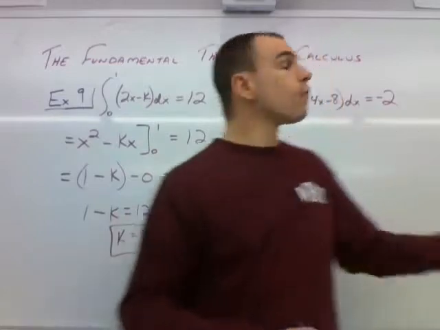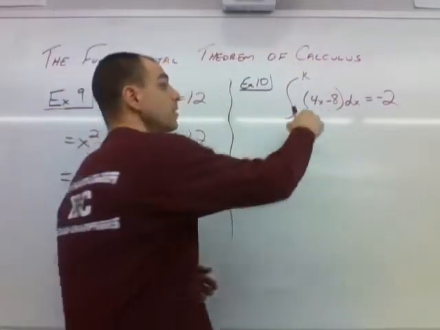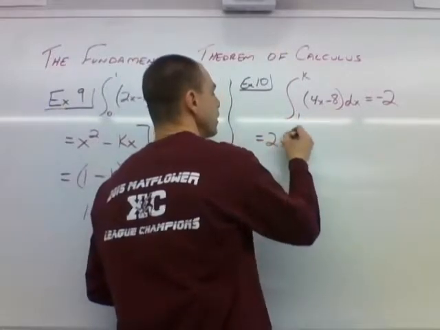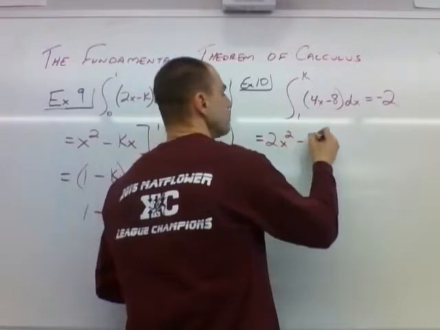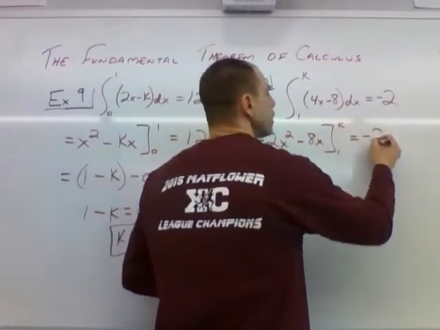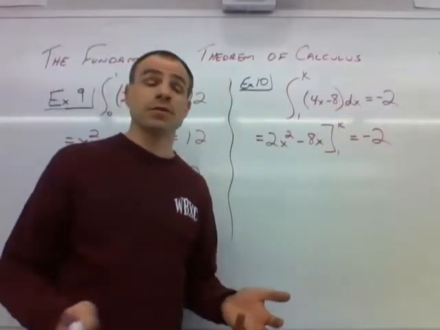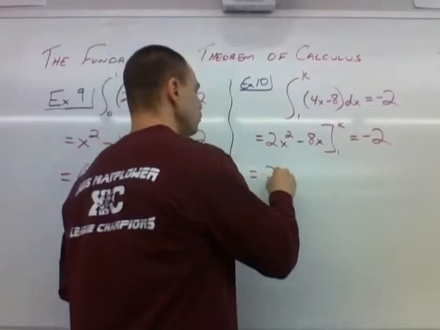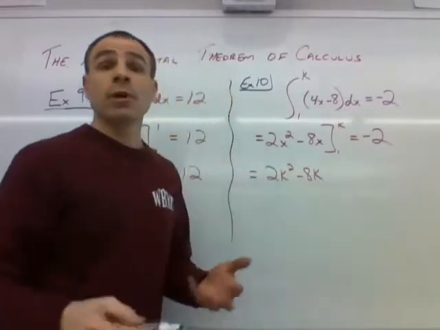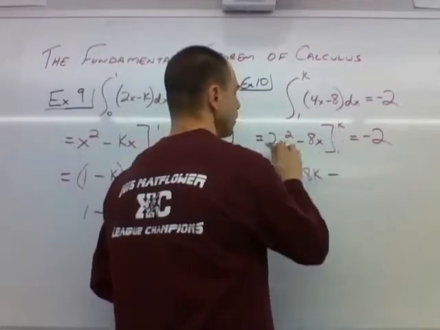Right. Over with example 10, same idea. Take our antiderivative. So 4x antiderives into 2x squared. 8 becomes 8x. And this is going to be evaluated from 1 to k, where the answer is negative 2. We're going to plug the k in first. So we have 2k squared minus 8k. And then we're going to plug in the 1 next. So we're subtracting. Now we plug in the 1.